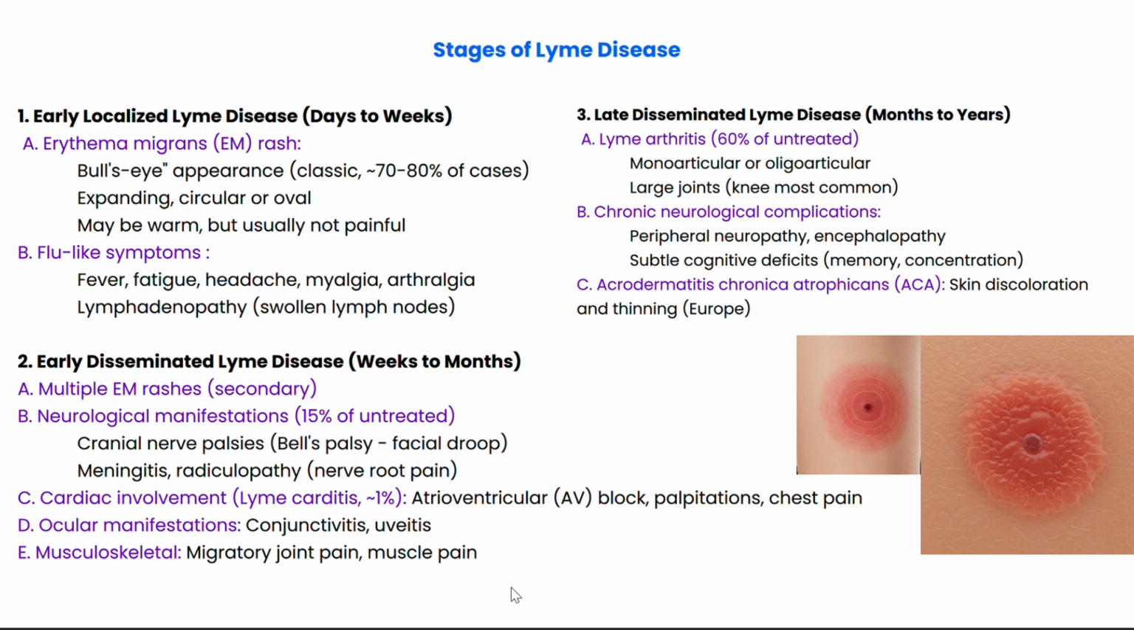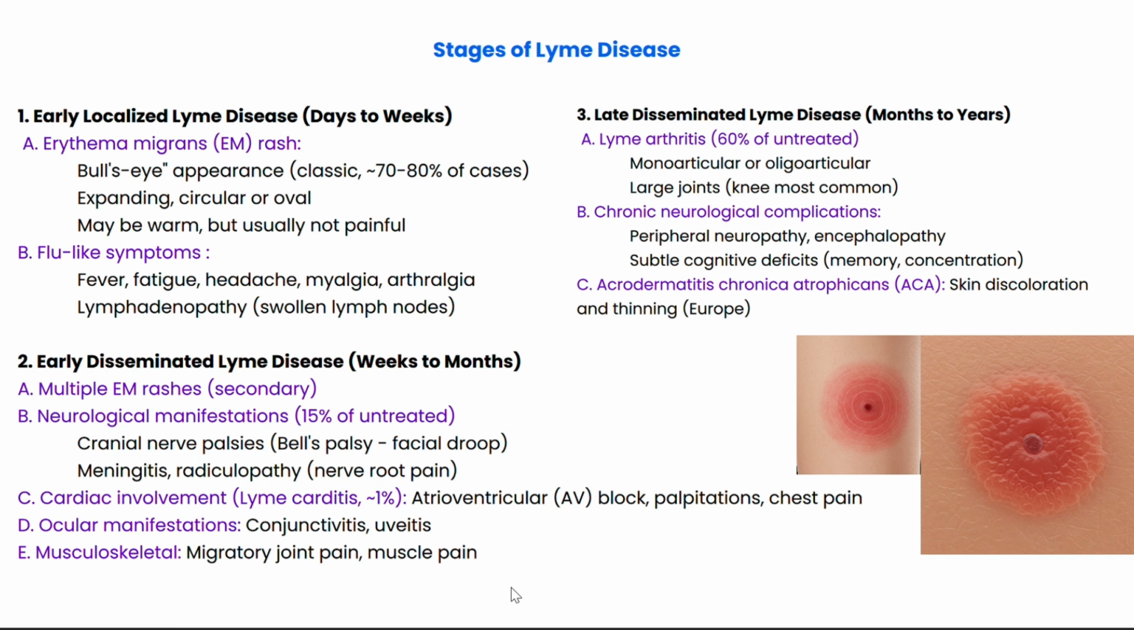If the infection is not treated during the early localized stage, it can progress to early disseminated Lyme disease, which can occur weeks to months after the initiation of the infection. In this stage, the bacteria begin to spread throughout the body. Patients may develop multiple EM rashes, indicating that the bacteria have spread through the bloodstream. Neurological manifestations occur in about 15% of untreated cases and can include cranial nerve palsies, most notably Bell's palsy, which causes facial drooping, as well as meningitis and radiculopathy, which causes nerve root pain.